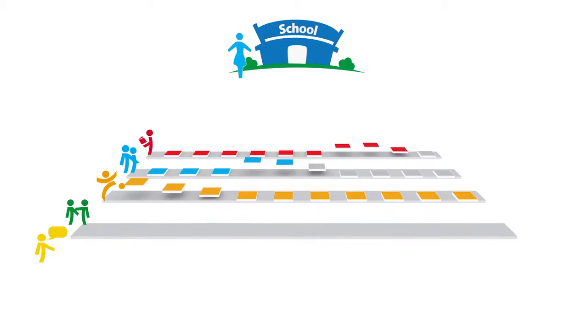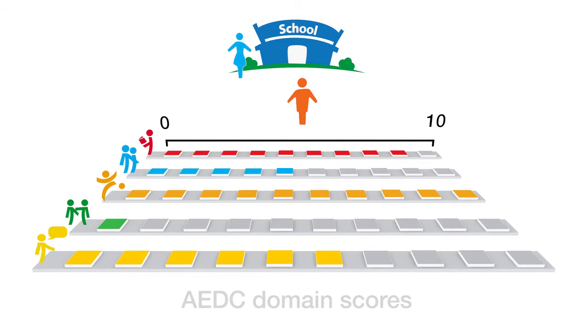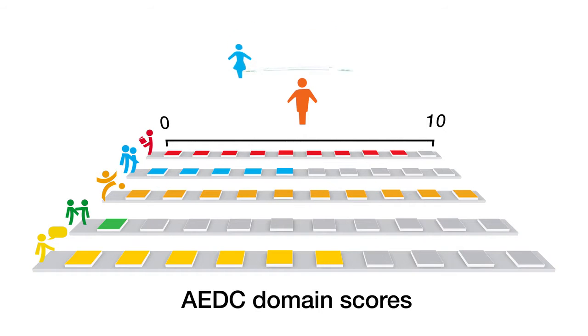Teachers' responses to the Early Development Instrument are added together to give each child a score between 0 and 10 on each of the 5 domains. These 5 scores are referred to as AEDC domain scores.